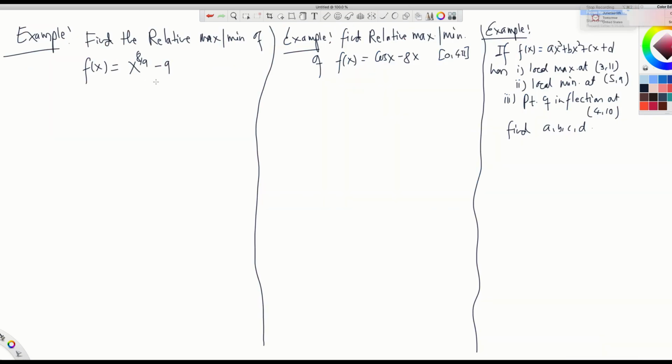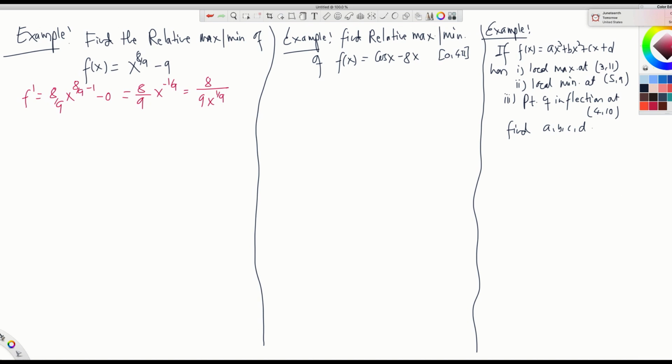Let us look at this example similar to the previous one, but it has a fraction in the exponent. So first we need to find out the critical numbers, right? What is f prime? It's 8 over 9 x to the 8 over 9 minus 1 minus 0. So that will be 8 over 9 x to the, what is 8 over 9 minus 1? That will be negative 1/9, right? So if you write that, it will be 8 over 9 x to the 1/9. That's what I get. Okay.